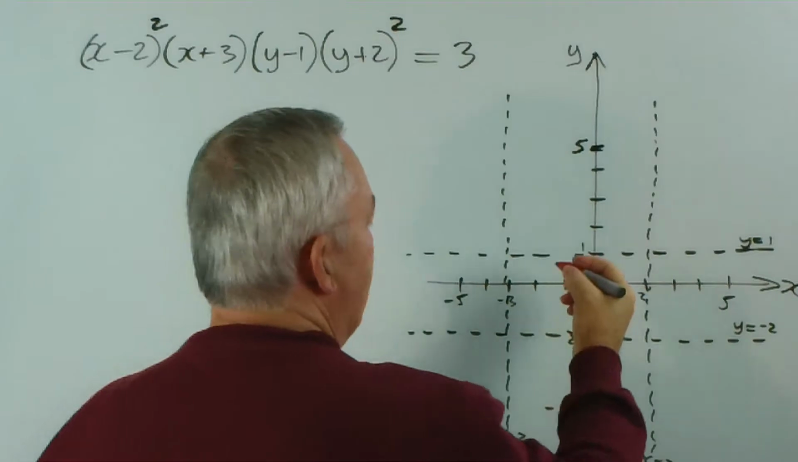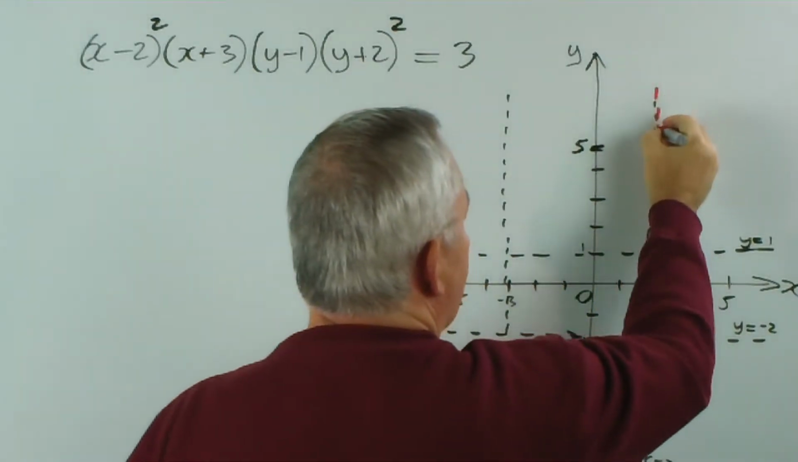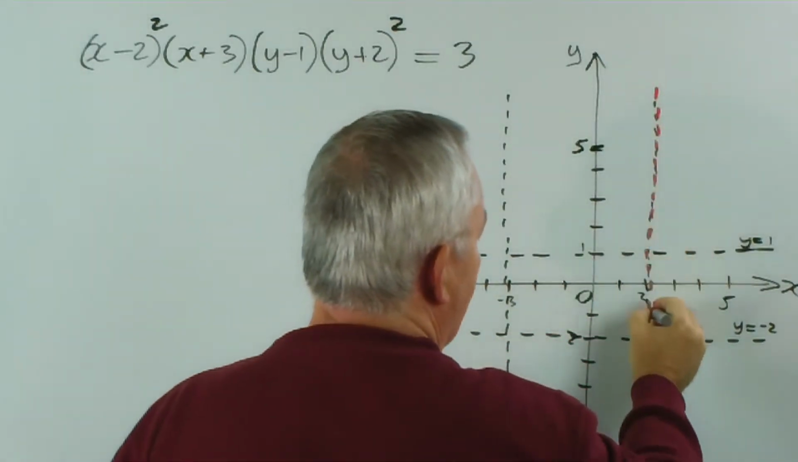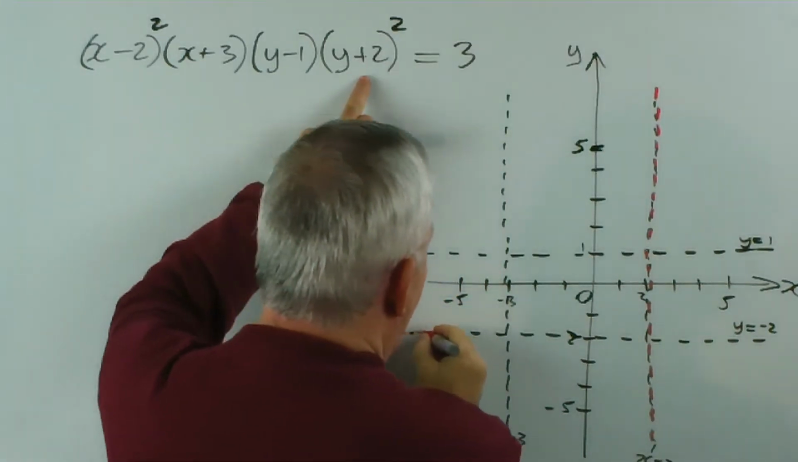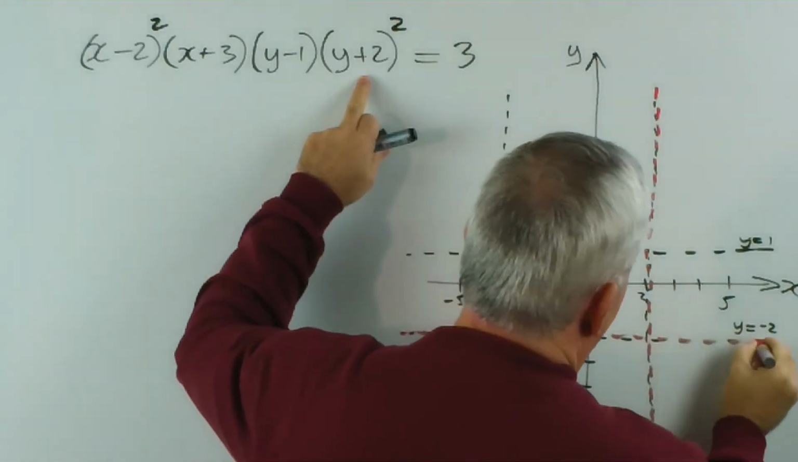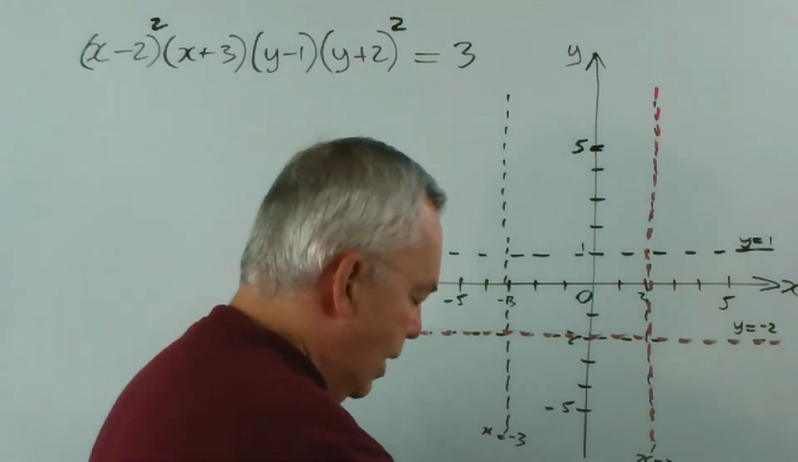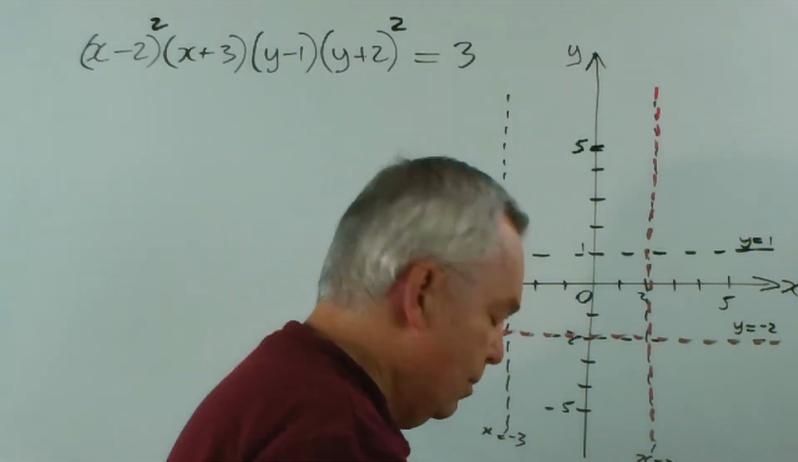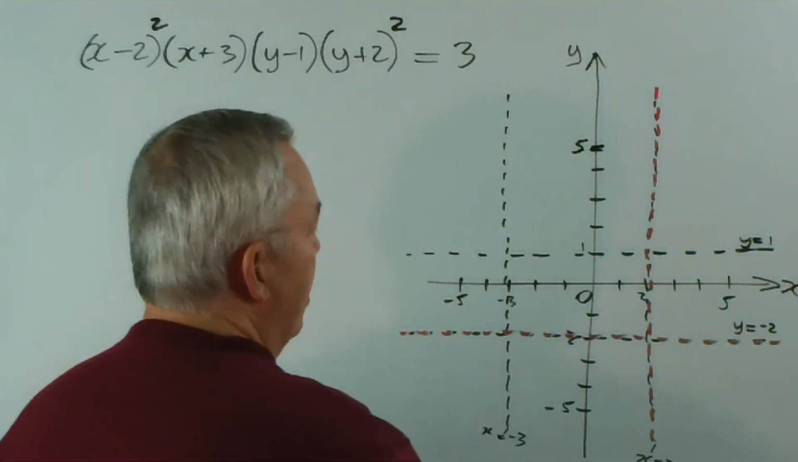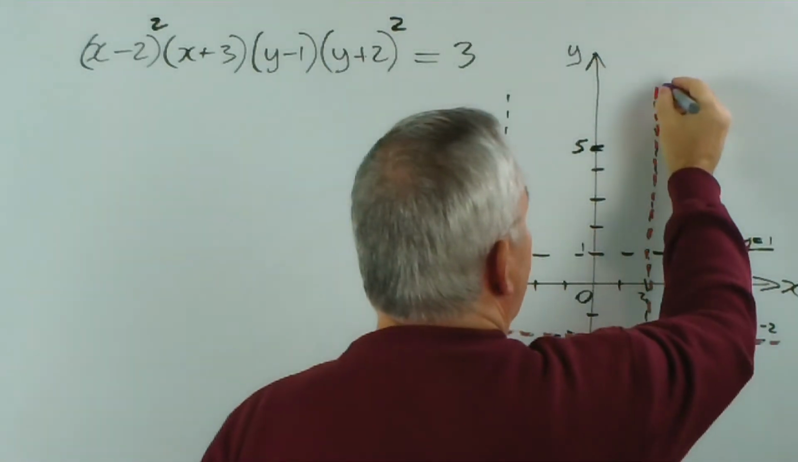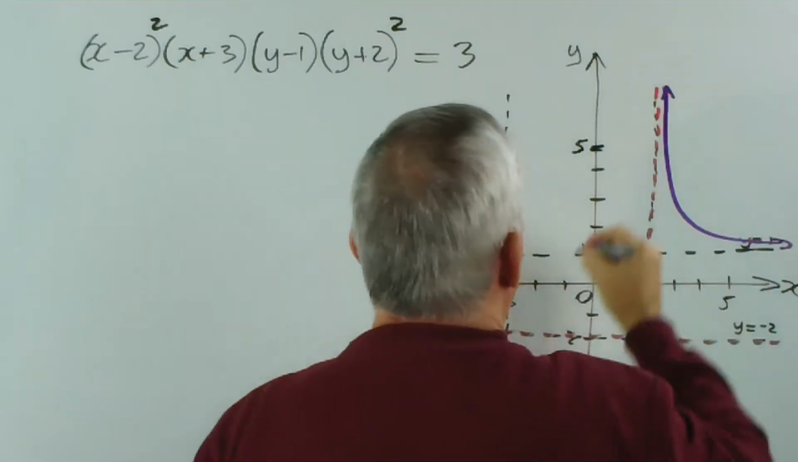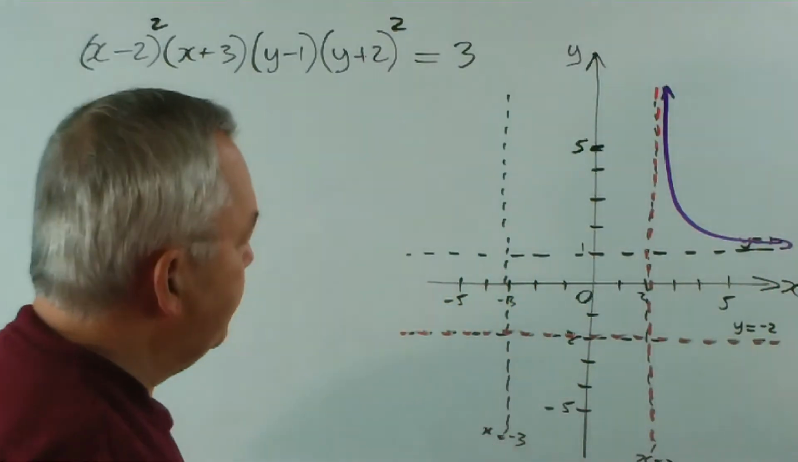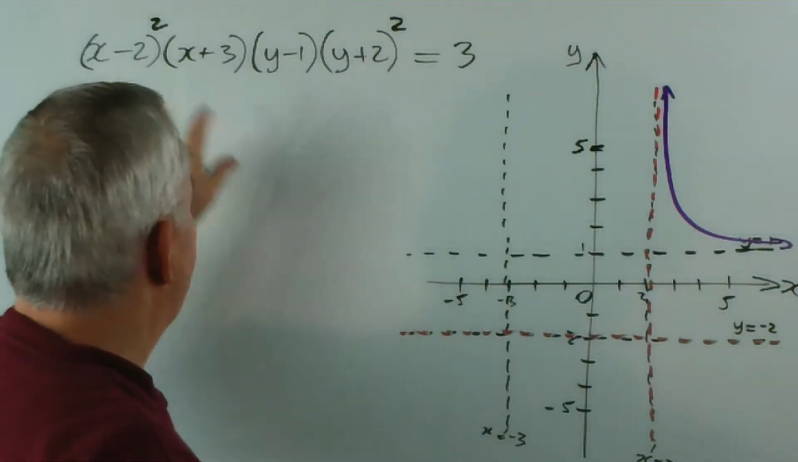I think I'll try and go over this, or next to it in red. This is going to be a doubled asymptote. And y equals negative 2 is going to be a doubled asymptote. So let's see if we can plot out this particular graph. It's going to start here, because it's a positive 3, and the coefficients are all positive.